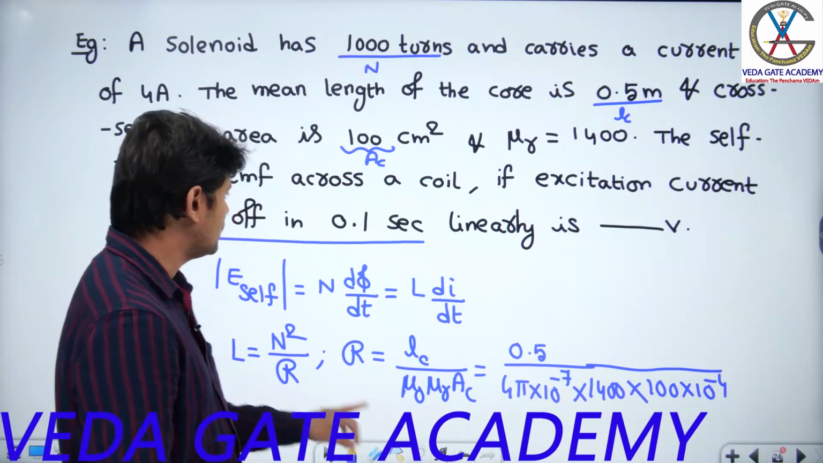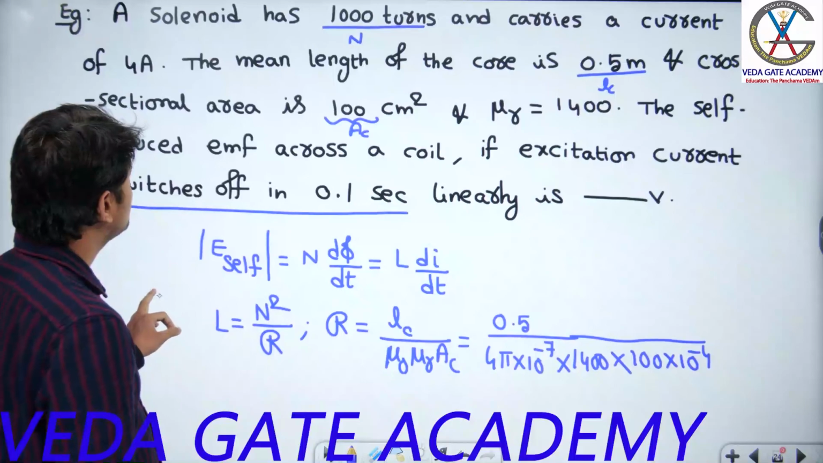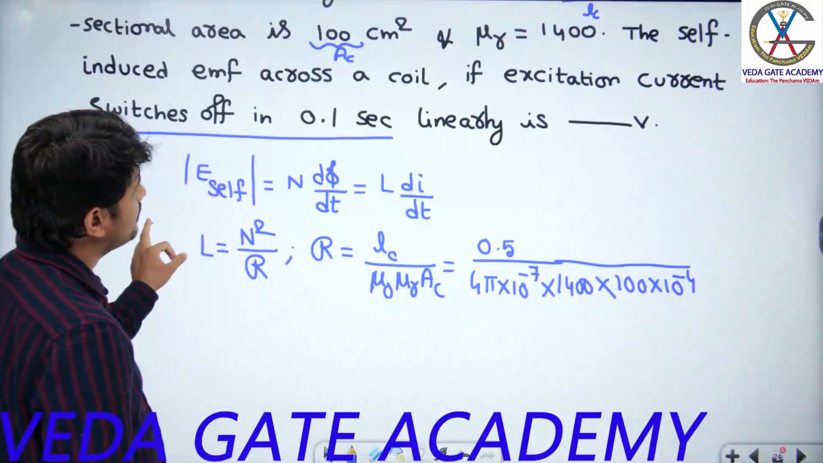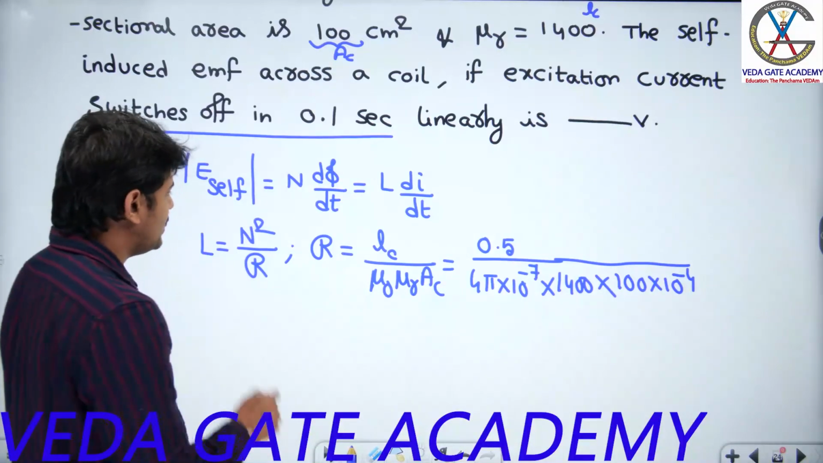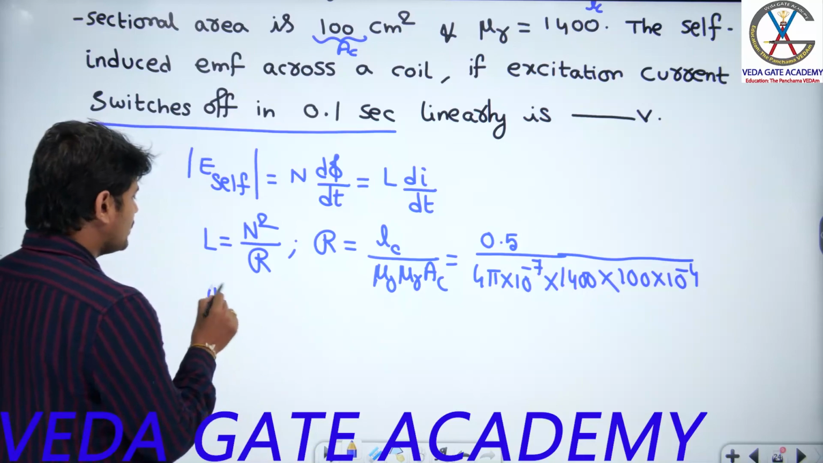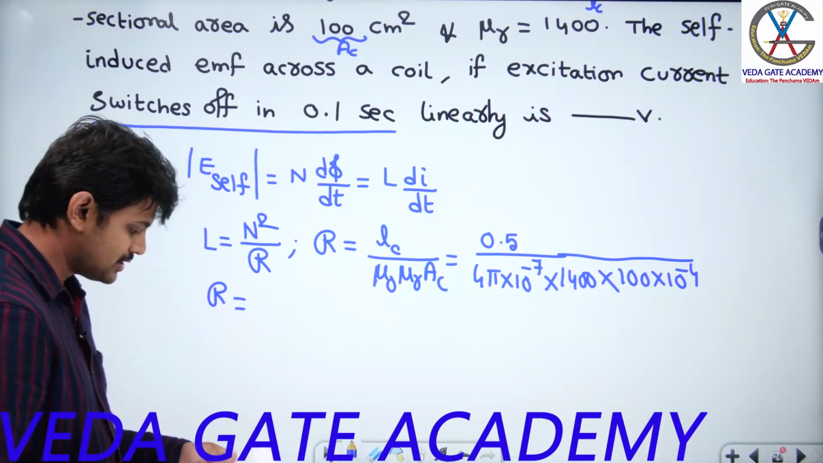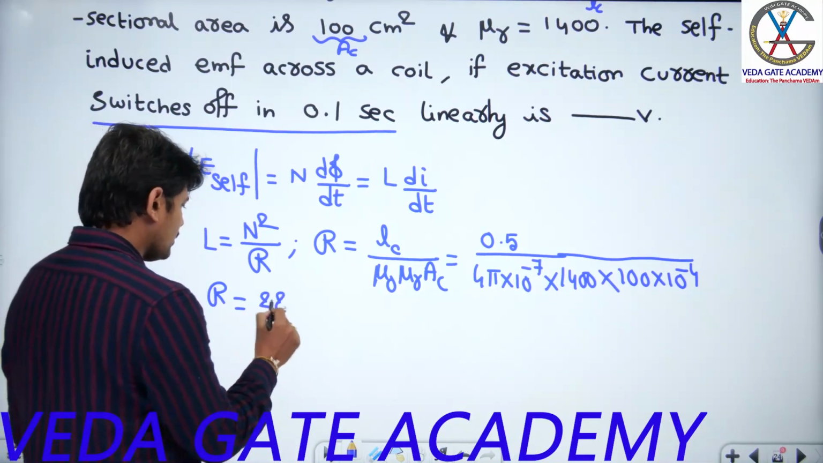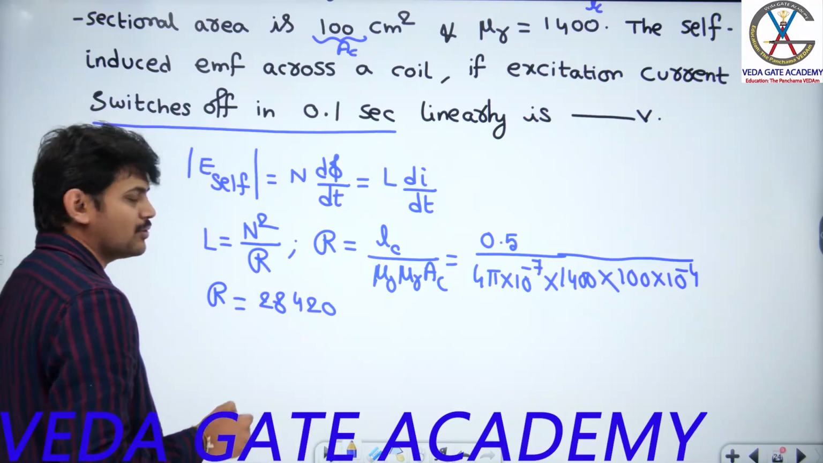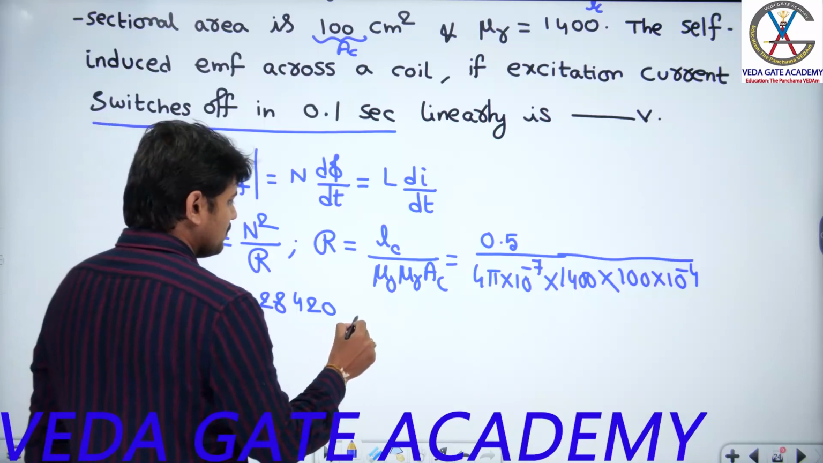Let me try to move upwards slightly so that we can comfortably solve the question. Right. Yeah, fine. So if I do the simplification, after doing the simplification, you are going to get the reluctance value as 28420. So this is the value of reluctance you are going to get, and the units, you know, are ampere turns per Weber.